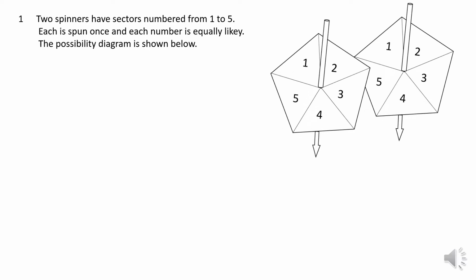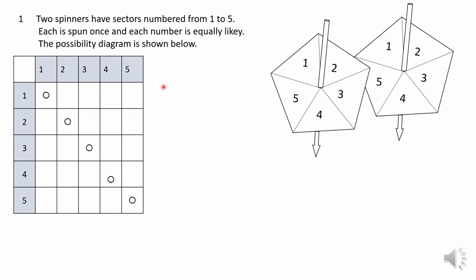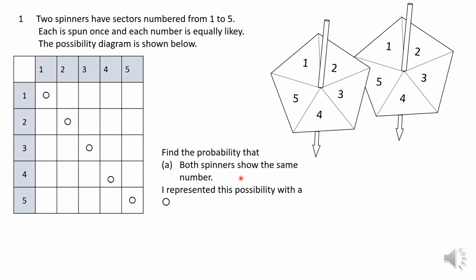So this question 1 says two spinners have sectors numbered from 1 to 5. Each is spun once and each number is equally likely. We are supposed to find a few answers to a few questions. We are supposed to find the probability that both spinners show the same number.